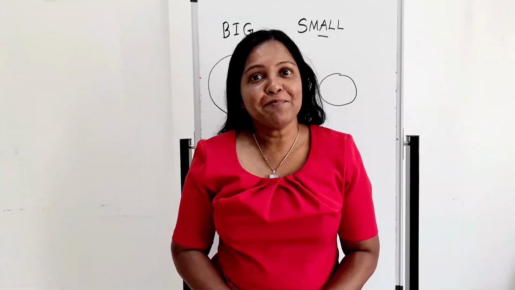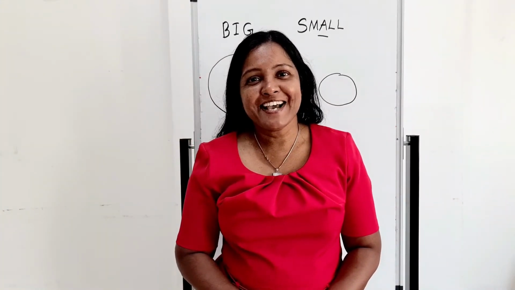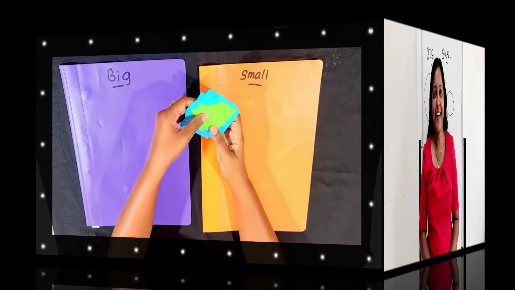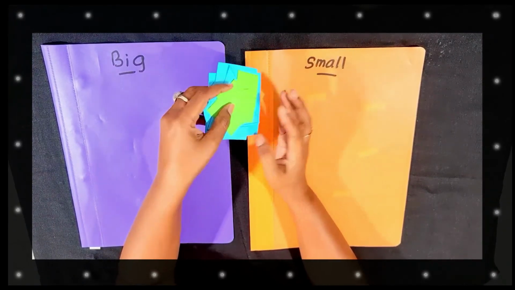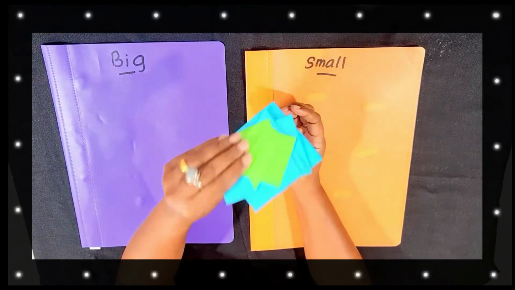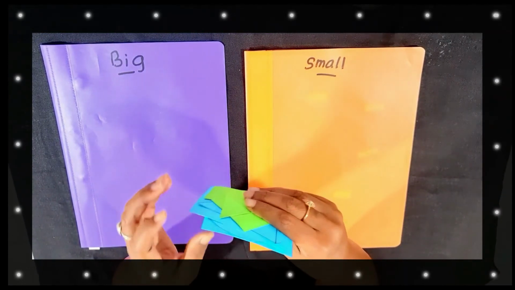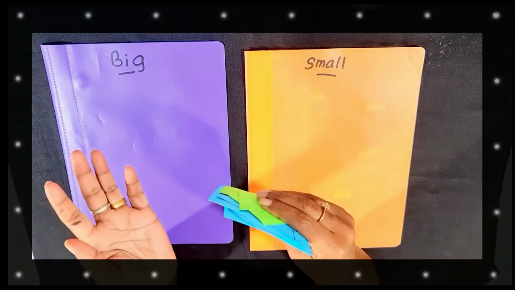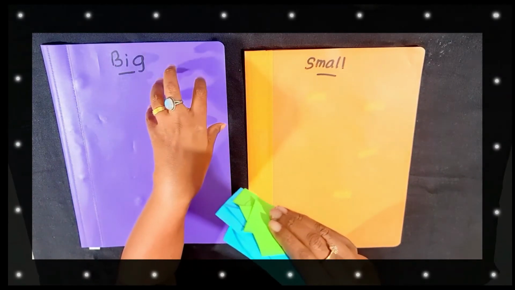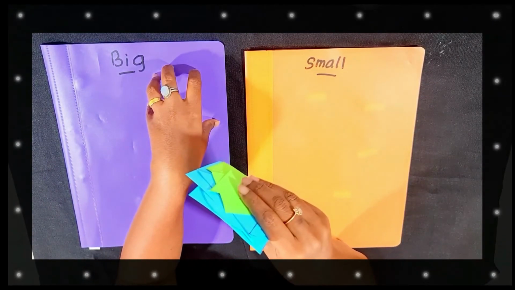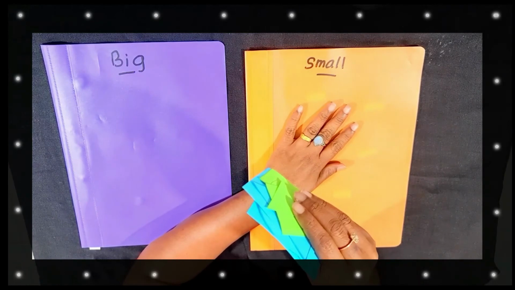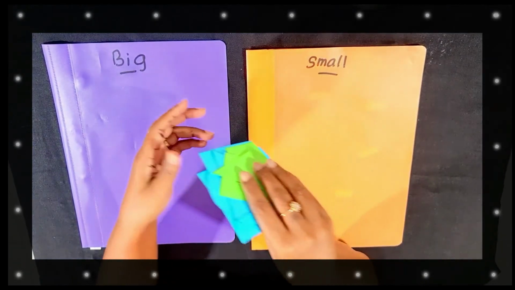Now it's the time to do hands-on activities. Are you ready? I have different sizes of shapes. What I have to do is separate them according to the size. Here I have to keep the big shapes. Here I have to keep the small shapes.